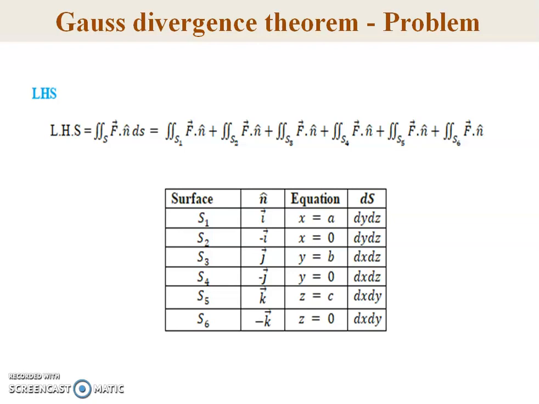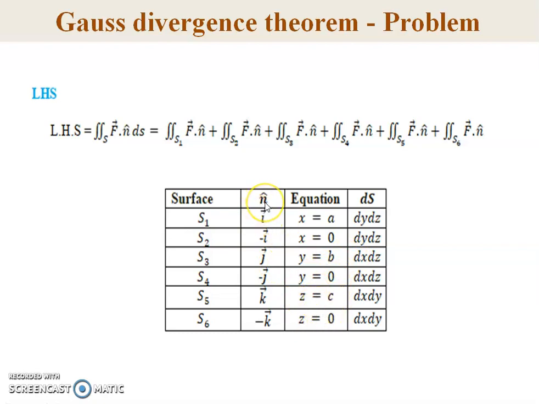So the number of sides here is 6. Separate the 6 sides like this. We have to find the integral for every surface: S1, S2, S3, S4, S5, S6. So what are S1 to S6? All are sides. S1 represents x equal to a, S2 represents x equal to 0, S3 y equal to b, S4 y equal to 0, z equal to c, z equal to 0 likewise.